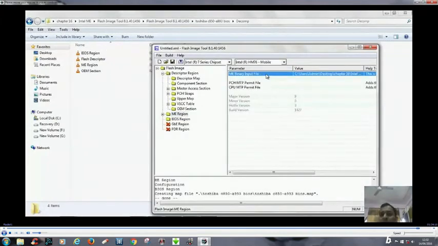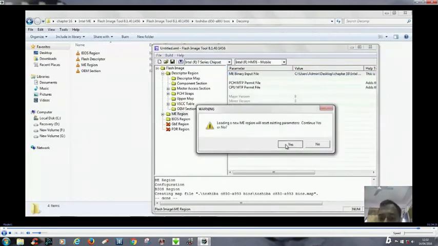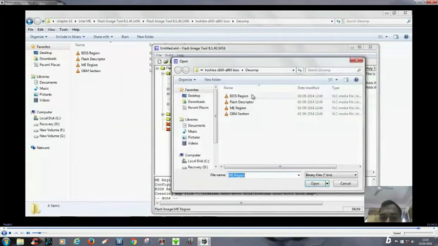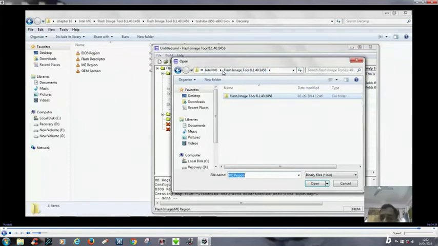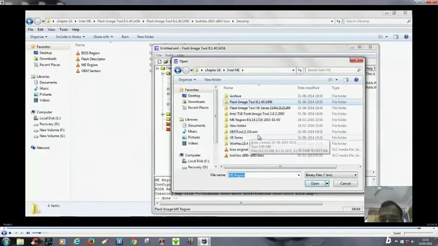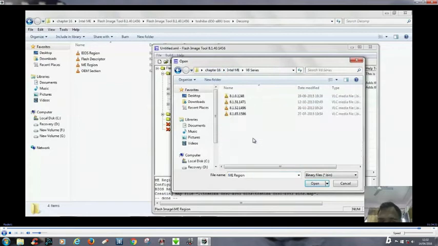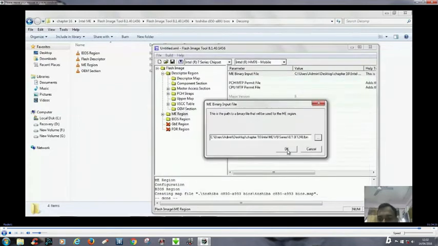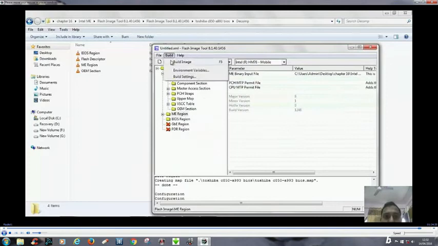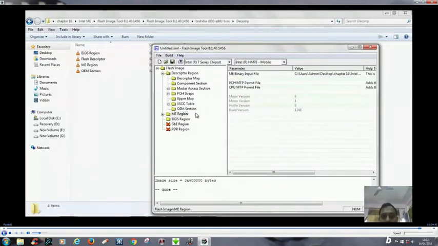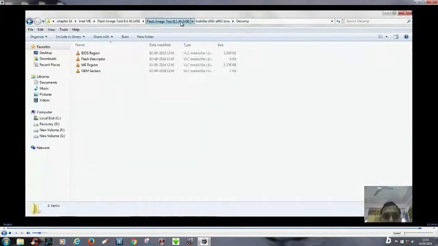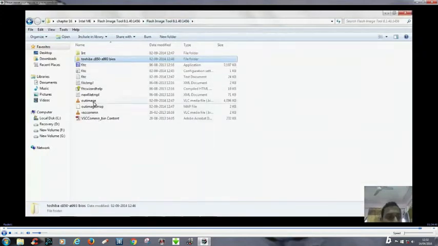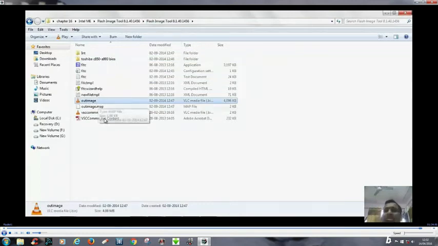Now what we have to do is use the correct IME, of which we have a backup, right? So we will select the correct IME region. We have a copy of the correct IME region from version 8. We'll use version 8, click OK, and then build. We'll click build image, right? Now we have built the image, and you just go over here, and you can see this output image has been created, and this is your corrected file.